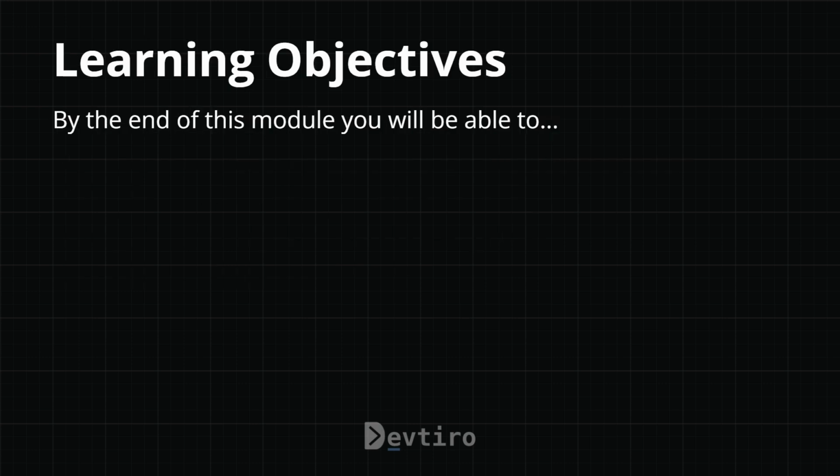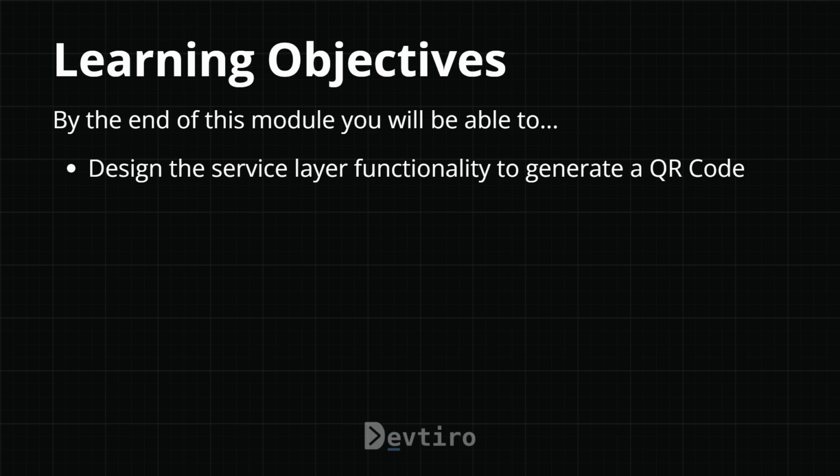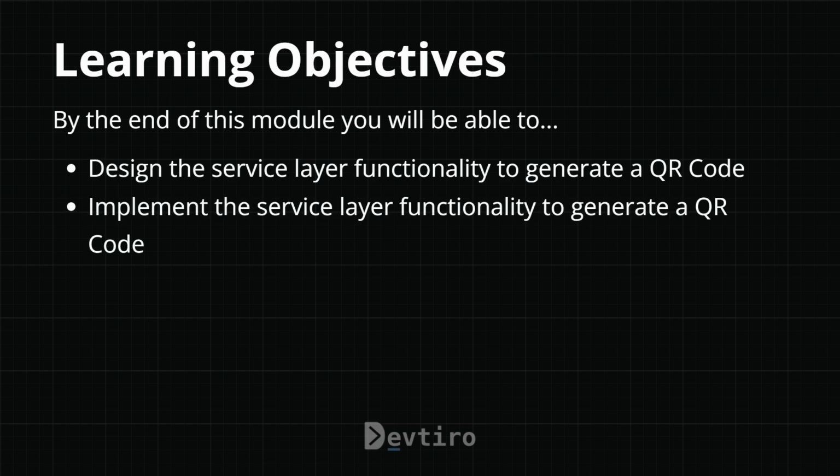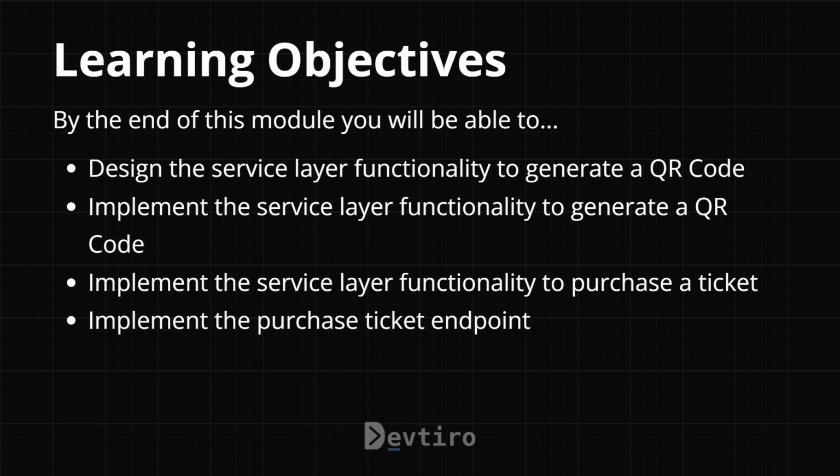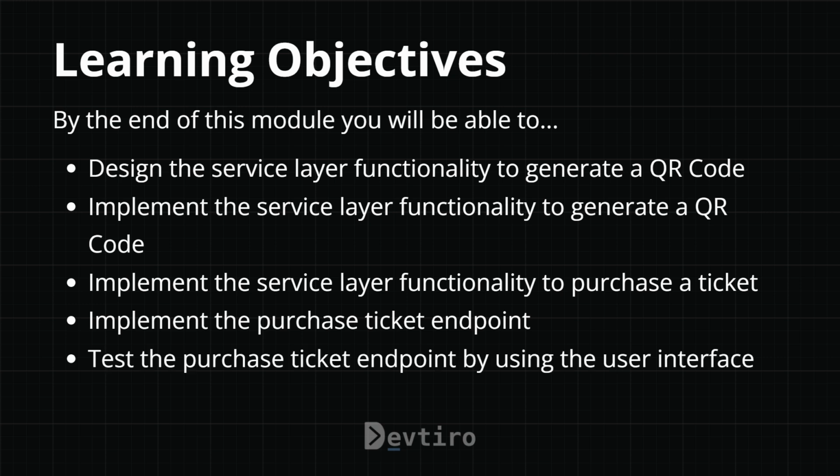So now for the learning objectives. By the end of this module, you'll be able to design the service layer functionality to generate a QR code. Implement the service layer functionality to generate a QR code. Implement the service layer functionality to purchase a ticket. Implement the purchase ticket endpoint, and test the purchase ticket endpoint by using the user interface. So with this covered, let's get started.